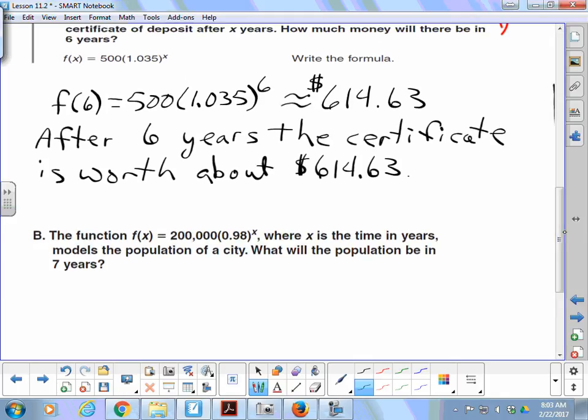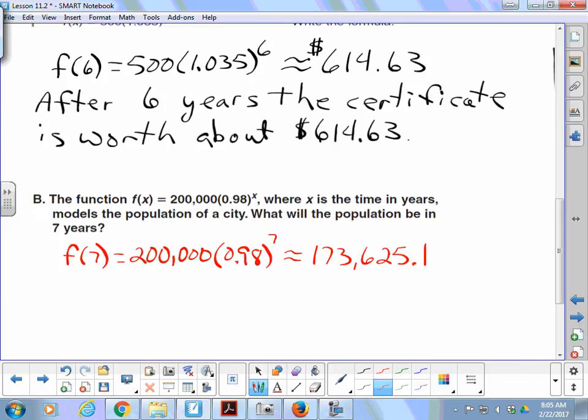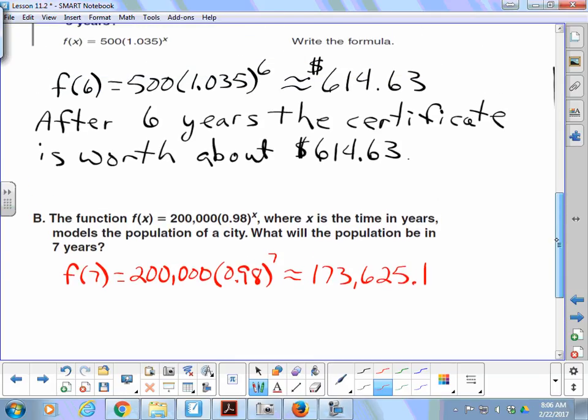All right, so with this one, once we plug in 7 for x, we get approximately 173,625. When I write this answer, I'm going to round to the nearest whole number, because we're talking about people or objects, and in those situations you round to a whole number. So in 7 years, the population of the city would be approximately 173,625.